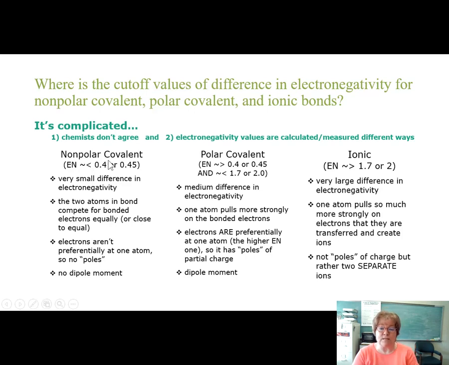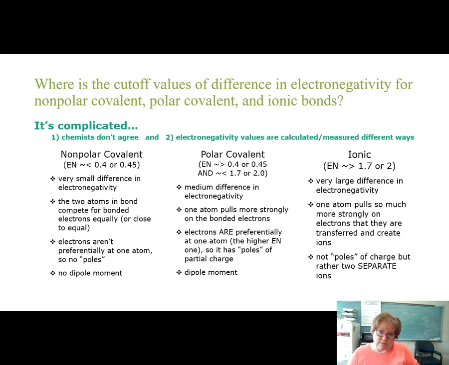So very small differences in electronegativity. I have two high electronegativity atoms bonded, and what we would say is they compete for electrons equally, which means that the electrons aren't preferentially at one atom, they're right in the middle, they're shared. And so we wouldn't have any poles of charge. We wouldn't have more negative on this end, leaving more positive on this end. So there's no dipole, there's no dipole moment.